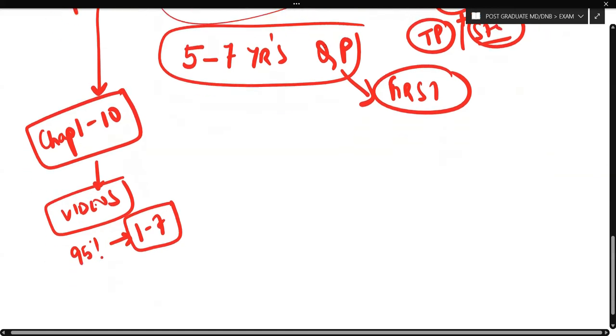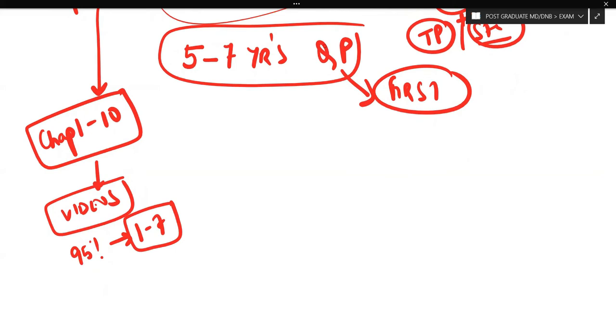For the remaining environment topics, there are a few questions like diet and cancer, and effects of ionizing radiation. These things you have to read from Robbins directly. No notes are required. Certain questions you will come across in 5 to 7 years, for example sudden infant death syndrome. You can read these topics directly from Robbins; they are very concisely given. You don't have to spend a lot of time, but you have to go through the first 1 to 10 chapters.